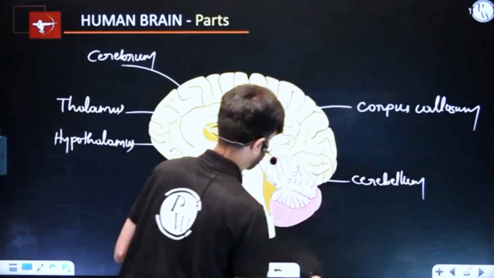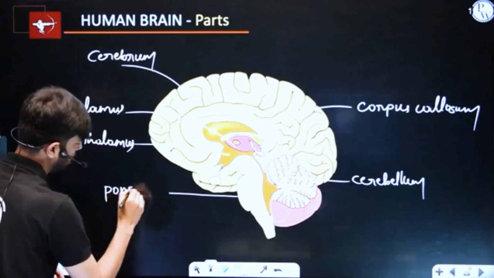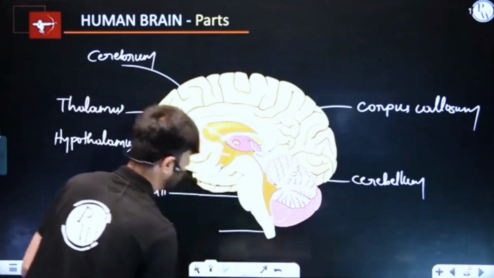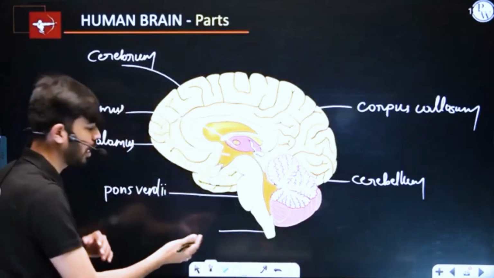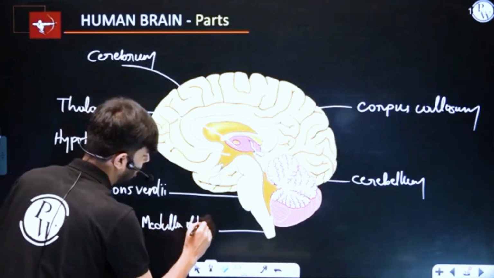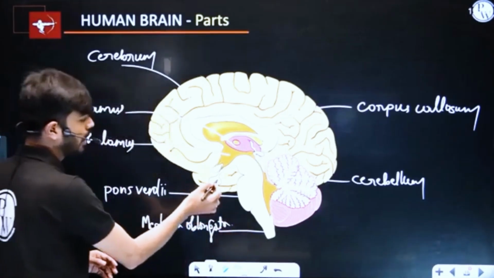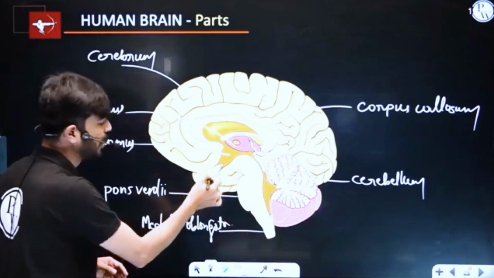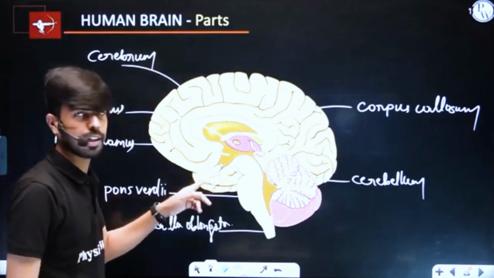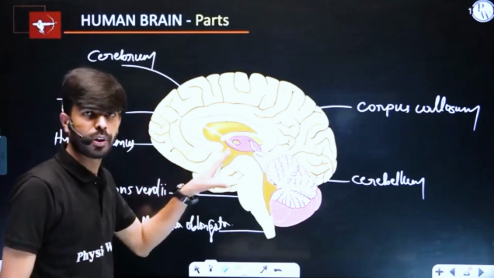This bulged portion is called pons varolii, and this elongated structure that continues as the spinal cord is called medulla oblongata. And you can observe here the pituitary gland. That's a part of the endocrine system. The pineal gland is also there. That is also a part of the endocrine system.